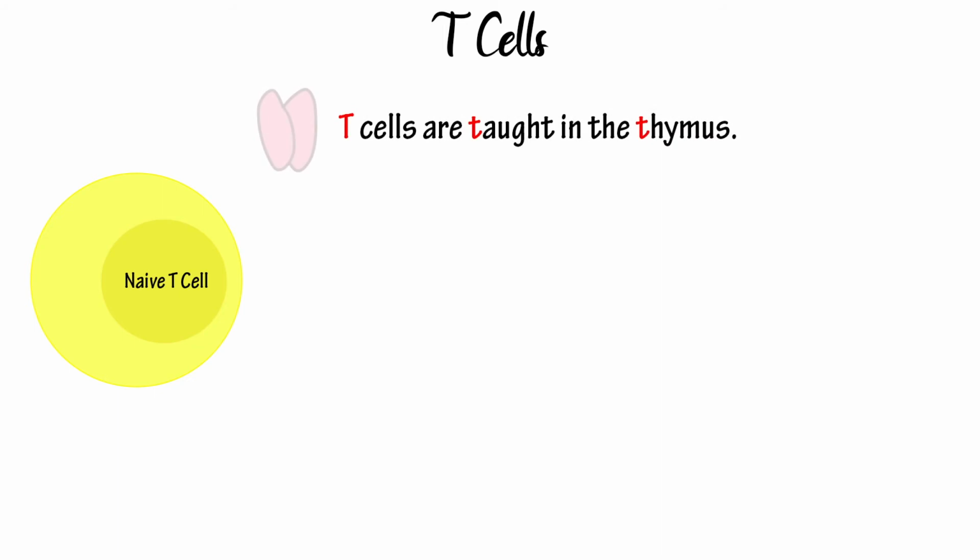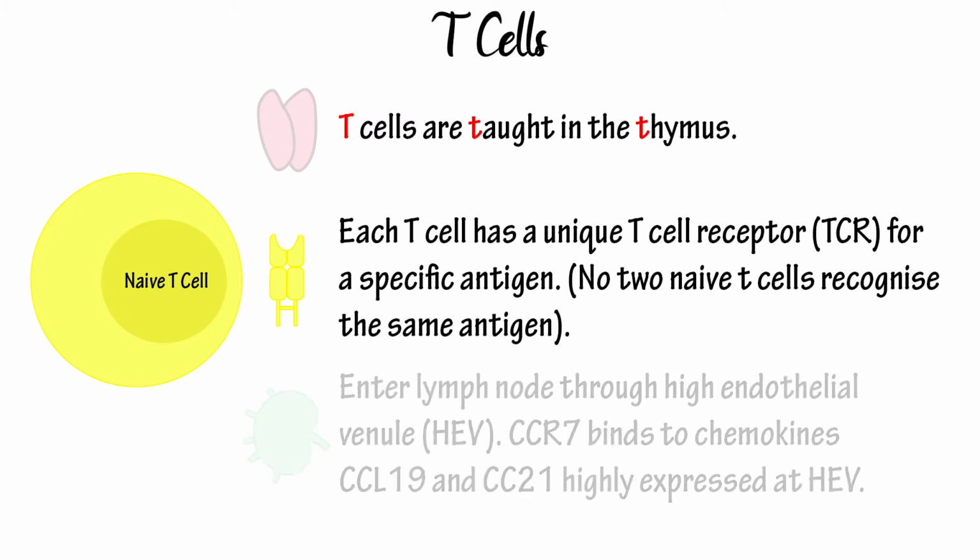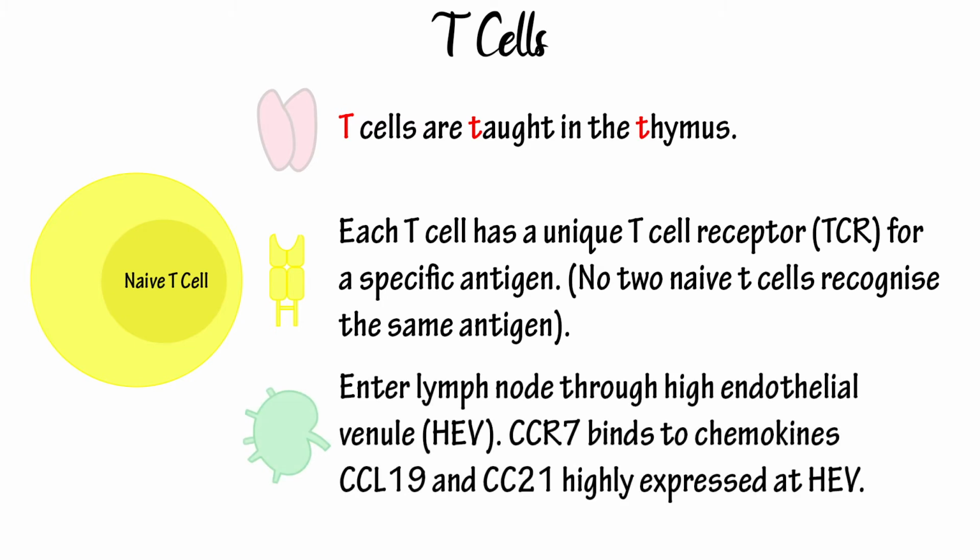But what are the T cells doing all this time? After being taught what to recognize in the thymus, they circulate in the lymphatic system. Each T cell has a T cell receptor. Each T cell recognizes a different antigen via this receptor. They enter the lymph node at the high endothelial venules. At this area there are many receptors that leukocytes can bind onto, which makes it more likely that they can enter the lymph node. For example, we have CCR7, which guides our T cells to the lymph node. Remember, this is also expressed in our dendritic cell as well, so both cells can go to the lymph node.